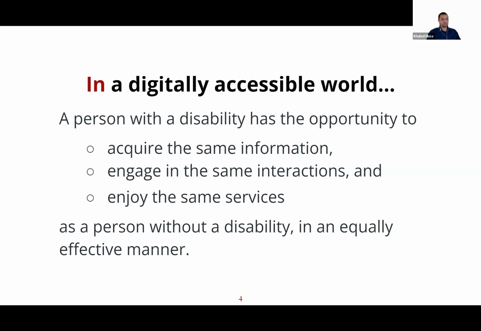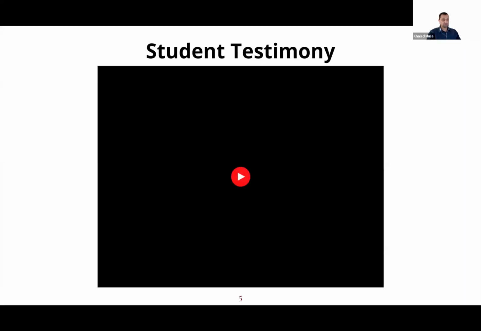Equal means the same time as the other students. If they're in the class, they have to be able to access the information at the same time as their peers. And we'll talk about the difference between having accessible information and accommodation requests.